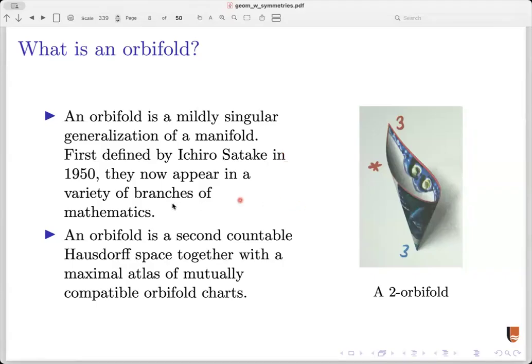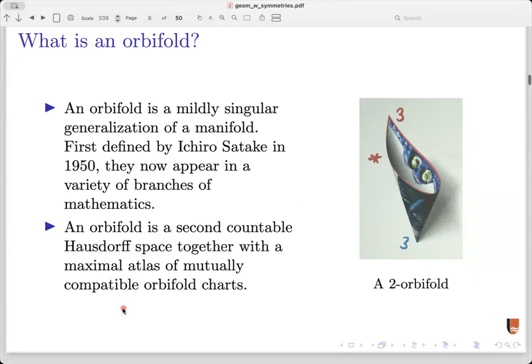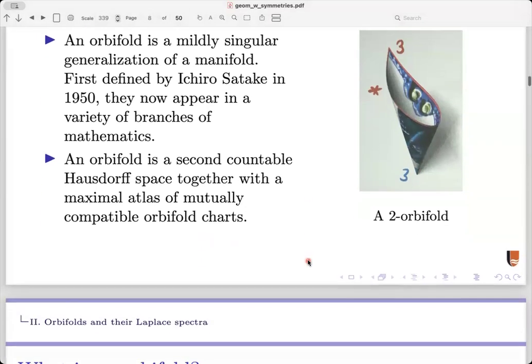Orbifolds were defined by Satake in 1950 and show up in a variety of branches of mathematics, particularly where there are quotients involved. Just like a manifold, you build an orbifold starting with a second countable Hausdorff space and patching together an atlas of charts. In this case, we'll be using orbifold charts. Here's a picture of an orbifold I'll use as an example in this talk. I call it the waffle cone. It'll come up a bunch.